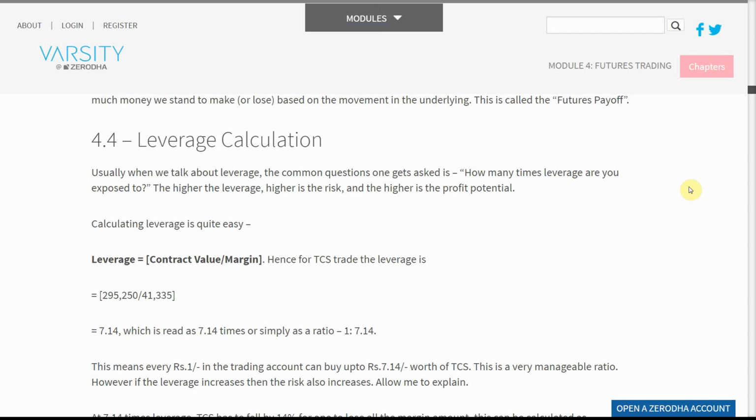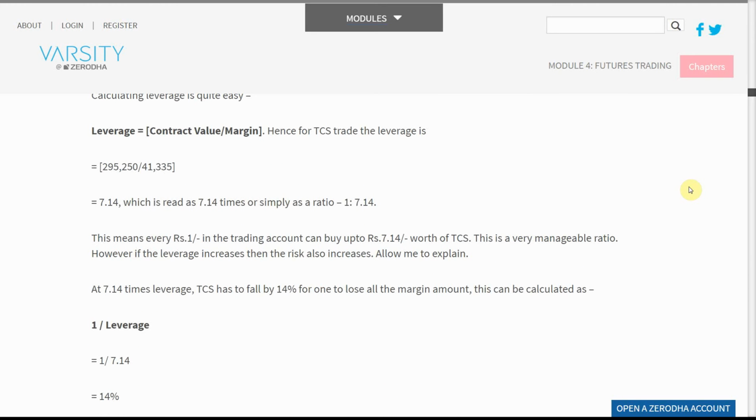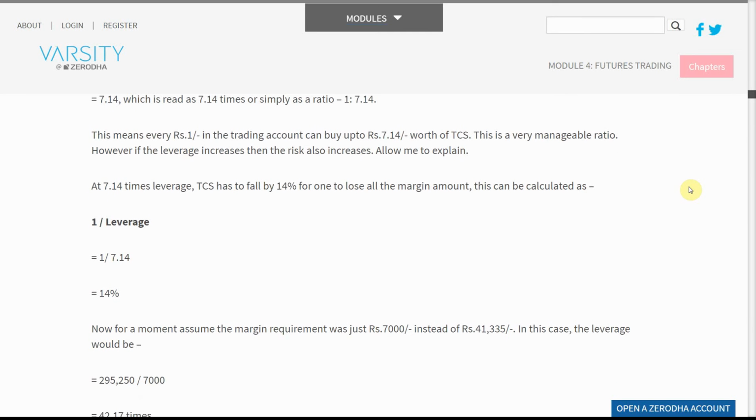Which is read as 7.14 times, or simply as a ratio 1:7.14. This means every 1 rupee in the trading account can buy up to 7 rupees and 14 paise worth of TCS. This is a very manageable ratio. However, if the leverage increases, then the risk also increases. Allow me to explain. At 7.14 times leverage, TCS has to fall by 14% for one to lose all the margin amount. This can be calculated as 1 / leverage equals 1/7.14 equals 14%.